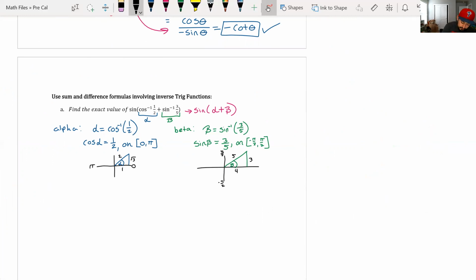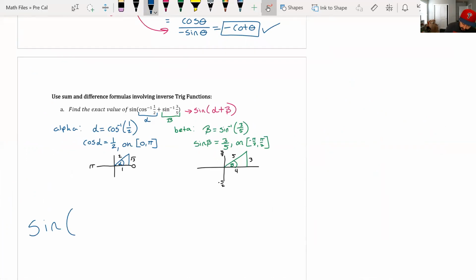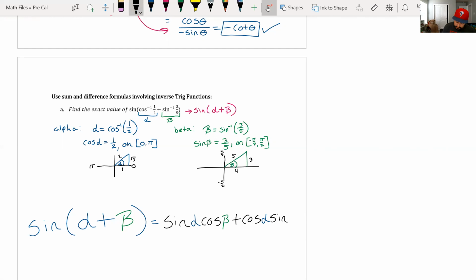So the way I will rewrite this is as sine of alpha plus beta, which you can expand by your sum formula for sine. So this becomes sine of alpha times cosine beta plus cosine alpha sine beta. Now all we have to do is call on the appropriate triangle to fill in the rest of the information.